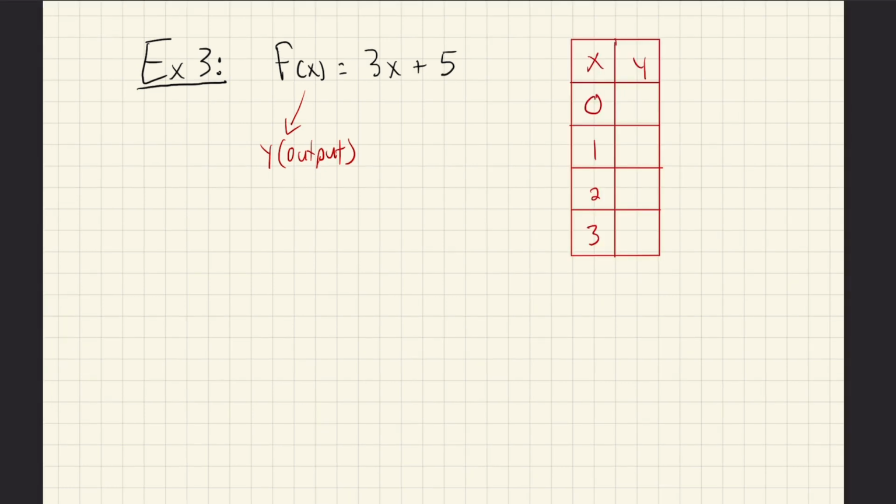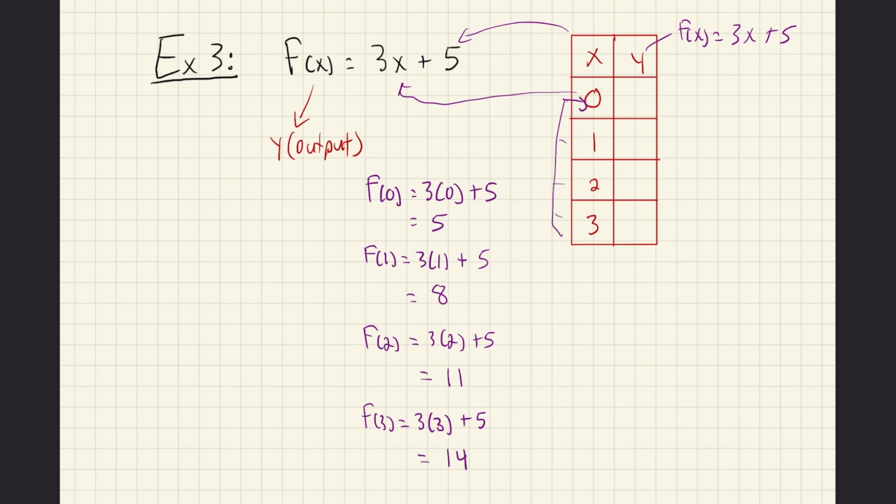So keep in mind that when we're creating a table of values, you could really put anything for these values. A lot of times people go from -3 to +3, but if you did 0 to 3, that's also fine because it's going to show you the trend that you need to see. So remember that this here is f of x, and we said that f of x is equal to 3x plus 5. So what we're going to do for each one of these x values is plug it into this equation.